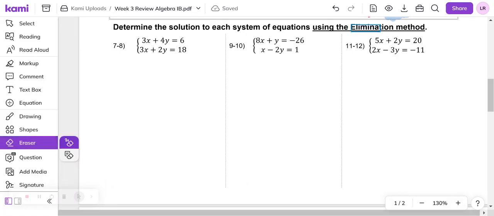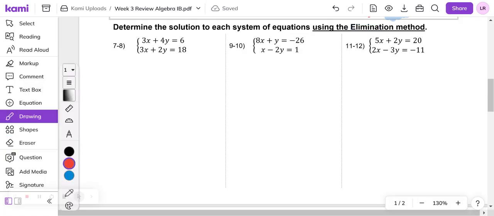Okay, the elimination method. Remember, we are trying to eliminate either the x's or the y's, one of the variables, doesn't have to be x's and y's, by either making them the same or making them opposites. So the big key is if they're the same, we're going to subtract the equations. If we have opposites, we're going to add the equations.